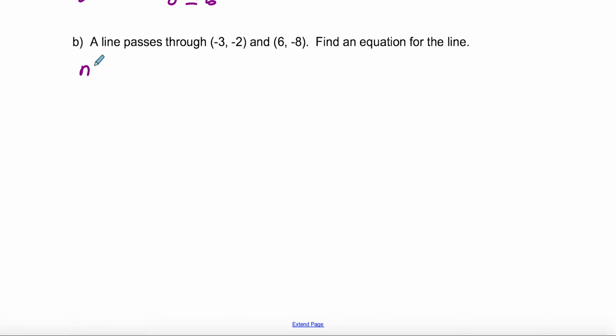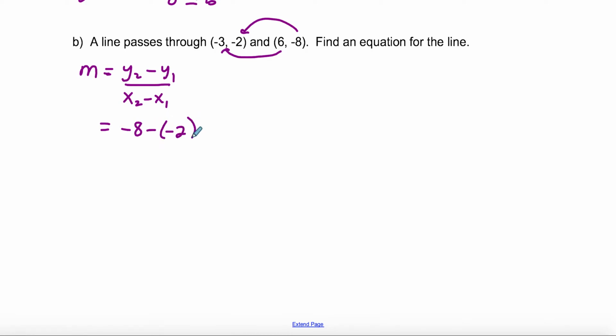So we need the slope first. When we think about y equals mx plus b, we don't have an m and we don't have a b, so we're really stuck. We don't have anything to get started. So we have to find the m first. So when I look at my 2 points, I'm going to do -8 minus -2 and 6 minus -3. Some of you notice now, if this is going to be minus -2, I don't mind at all if you just wrote that as -8 plus 2 right from the start.